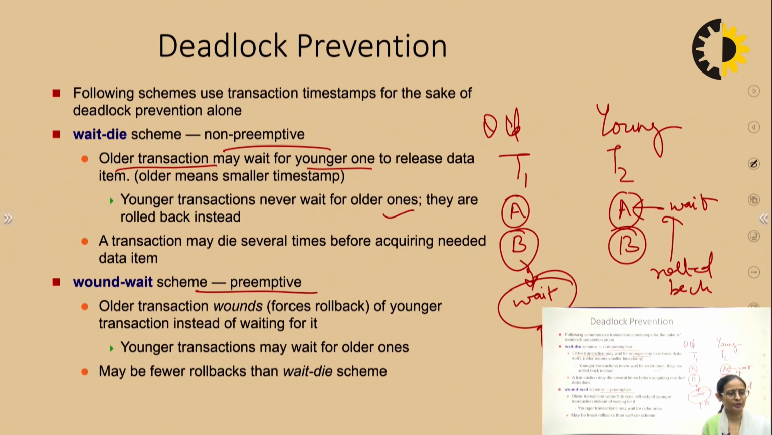Also, a transaction may die several times before acquiring the needed data item. So, it may lead to the condition that is starvation.